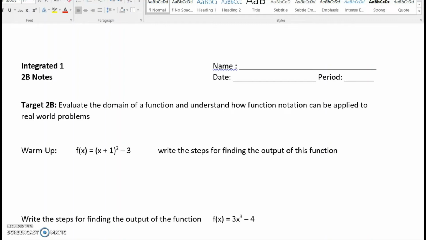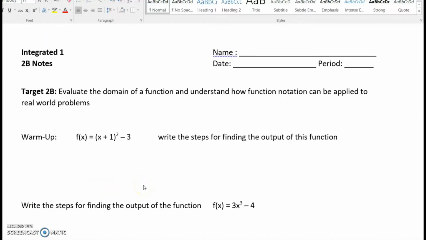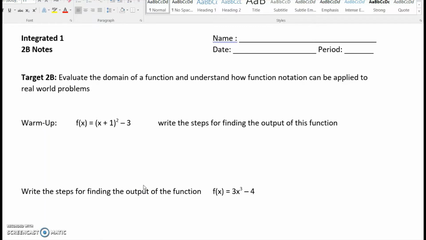Hello everyone. So we're going to go through the notes for Target 2B. Since I can't be there in class with you today, I'm just going to do it on a video. You'll copy them on your note sheet and then work on some practice on your own.